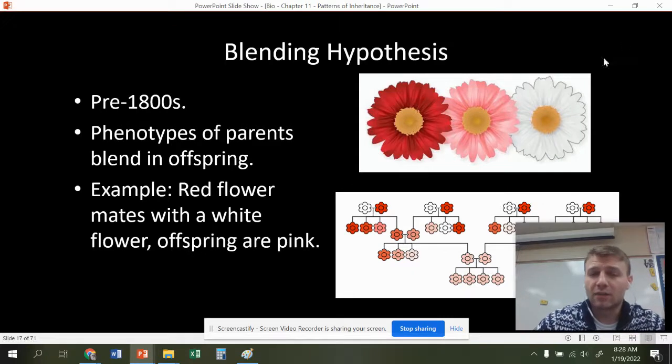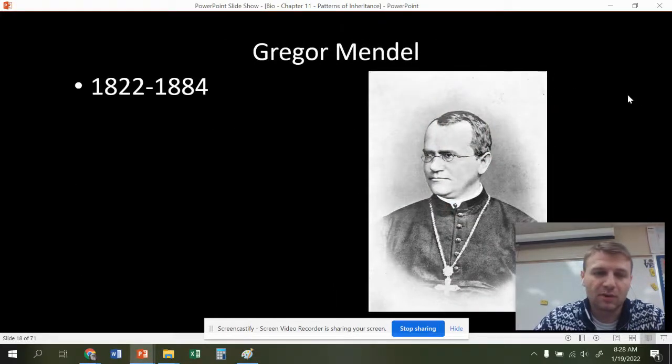Another example is a red flower mating with a white flower, and they get all pink. If you think about it though, two pink flowers would make more pink flowers, and then there wouldn't be any red or white eventually, because all the flowers would somehow be pink after many generations. So we understand this just isn't correct. And Mendel disproved this hypothesis. He knew something else was going on.